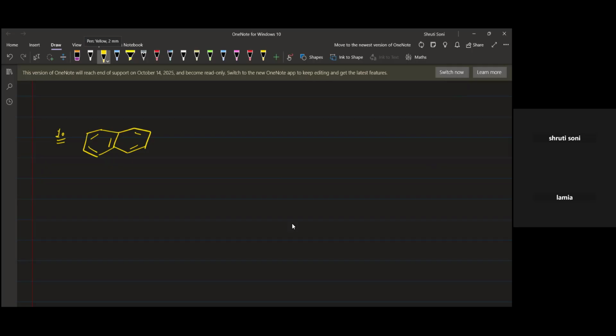Wait, sorry, can I annotate on here? Let me just annotate here. Oh my god, why does it keep doing that?